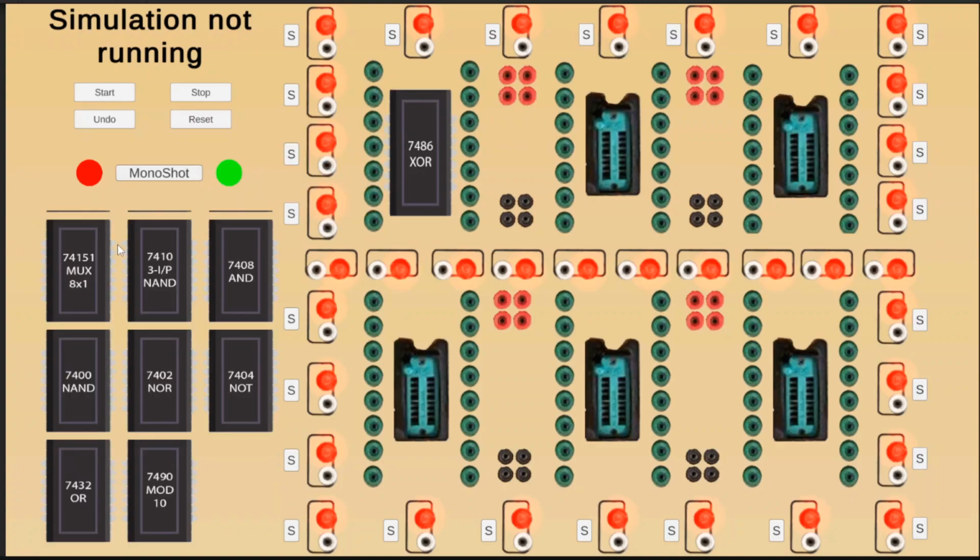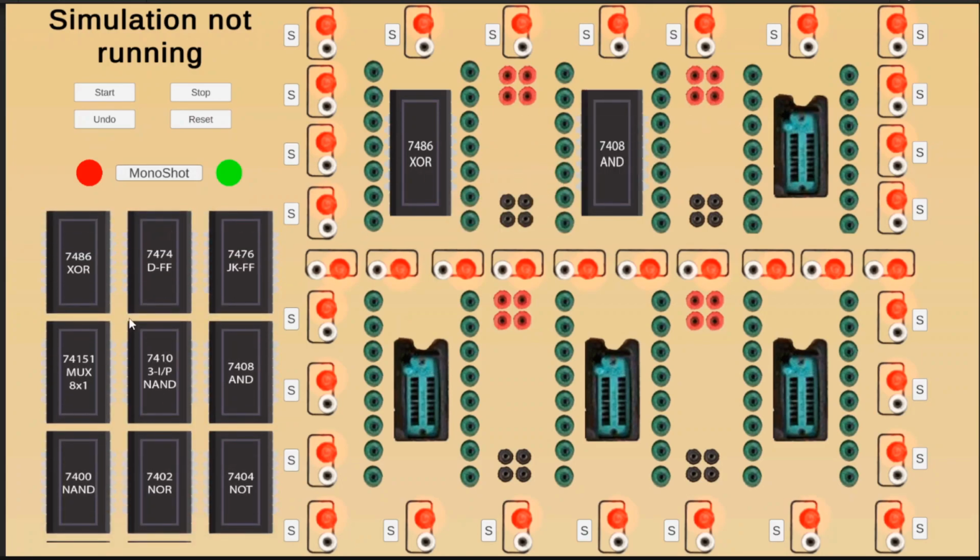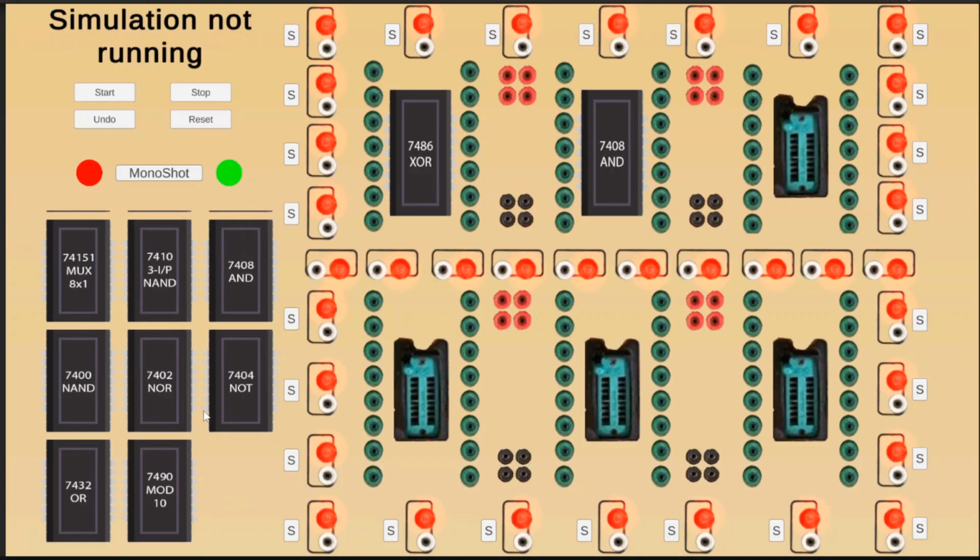To begin with, I will be placing these ICs: an XOR IC 7486, a 7408 AND IC and a 7404 NOT IC. I will be connecting the ground and VCCs.